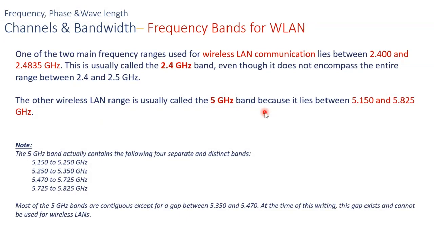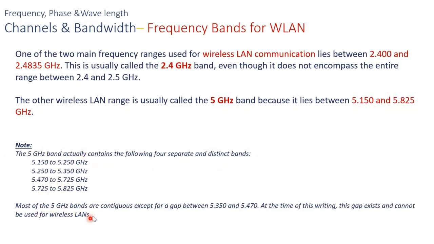Whereas the 5 gigahertz band is also a group of frequencies which lies between 5.15 and 5.85. But it does not include all of the range between 5.15 and 5.85. It only includes four separate bands, so these bands are not continuous. You can see between 5.35 and 5.47 there is this gap here. So the 5 gigahertz band includes all these four bands.